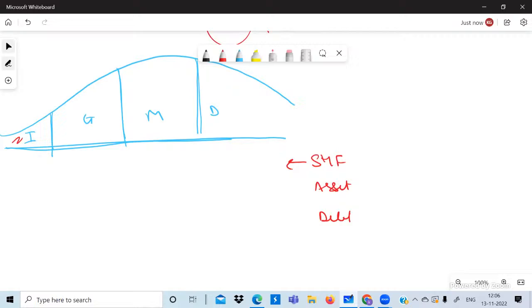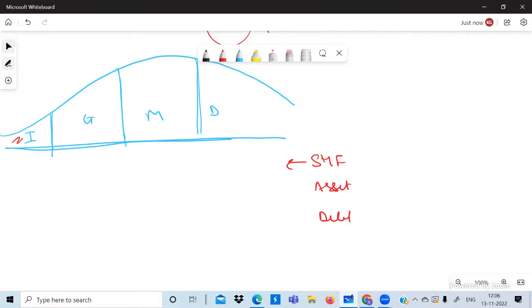Yep, anyone? Anyone from the batch? Positive, as you've just started, positive initial investment. I'm looking at shareholders' fund, which consists of share capital and reserves and surplus.